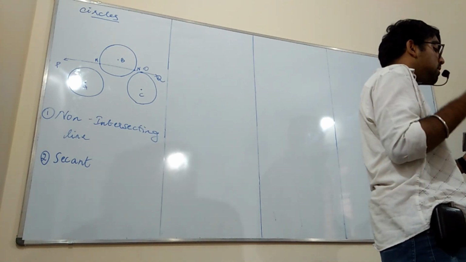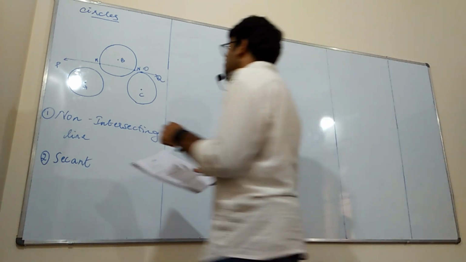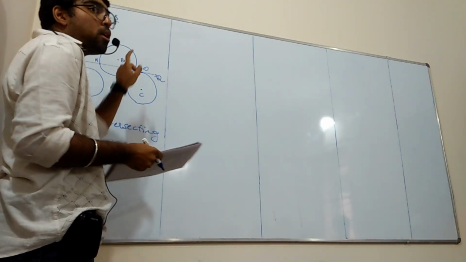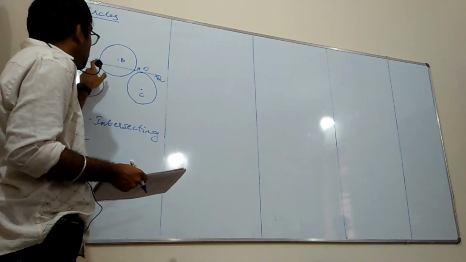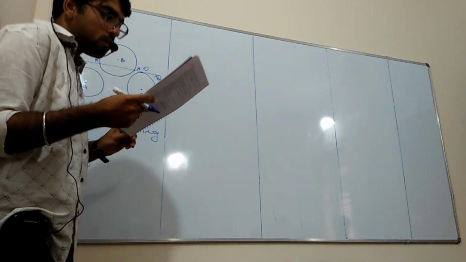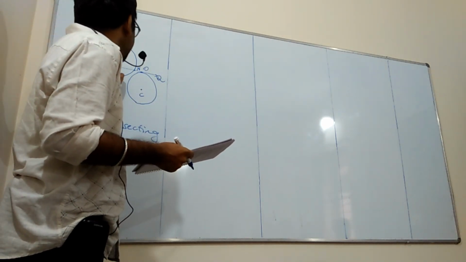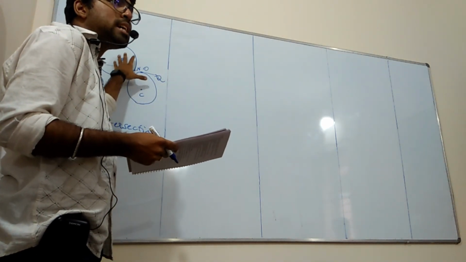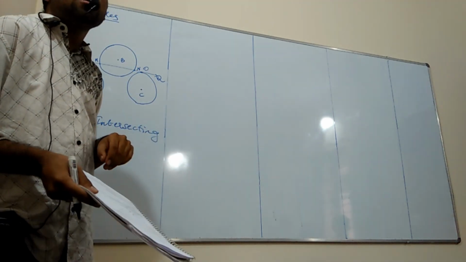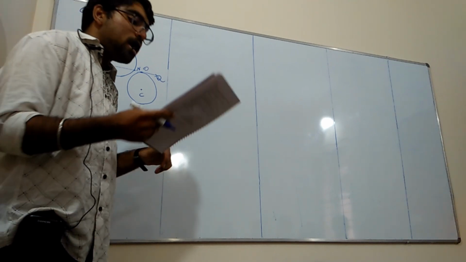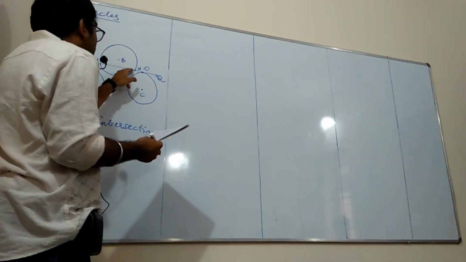Okay? Secant. There are two common points. Each circle, only second circle. There are two common points M and N for the circle centered at B.